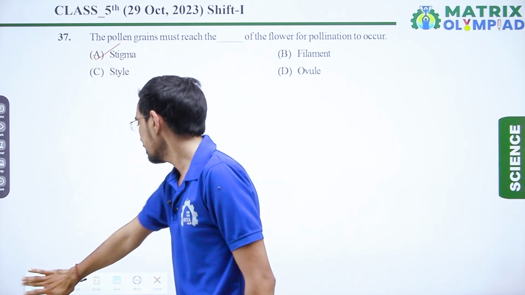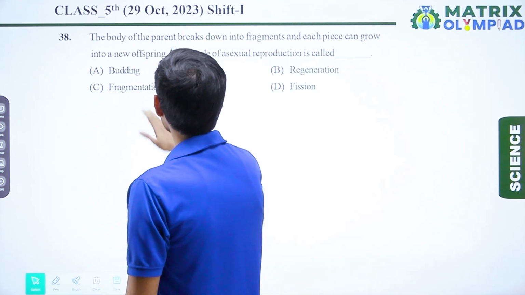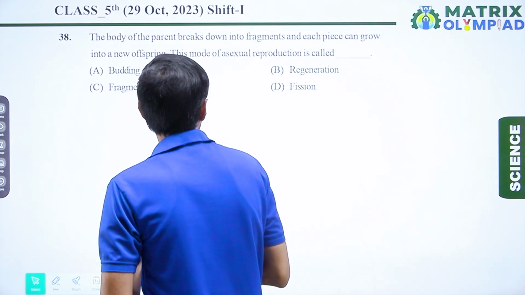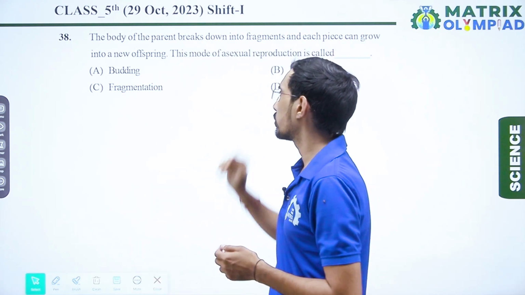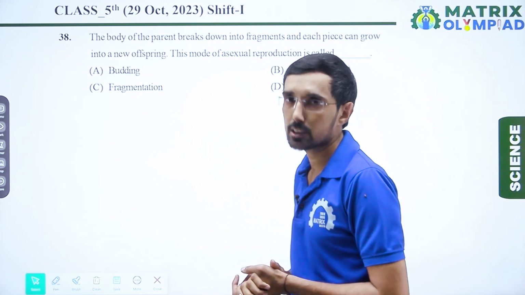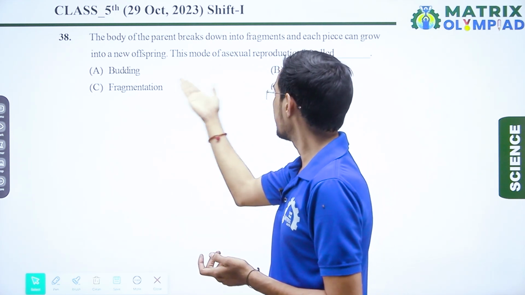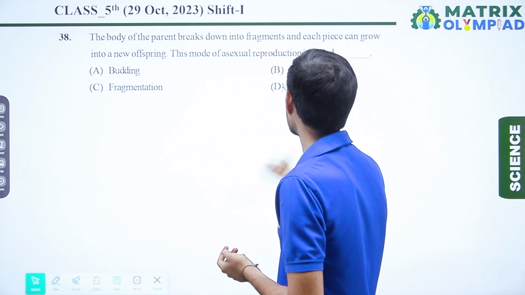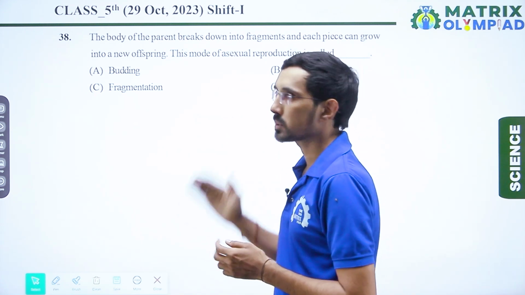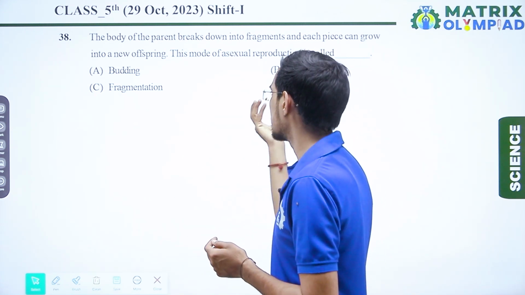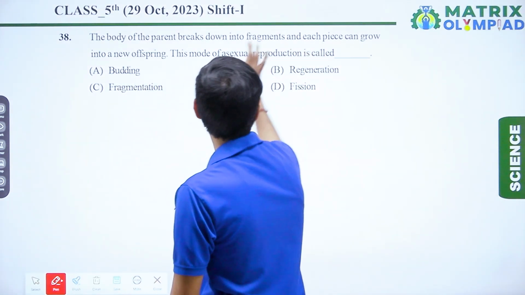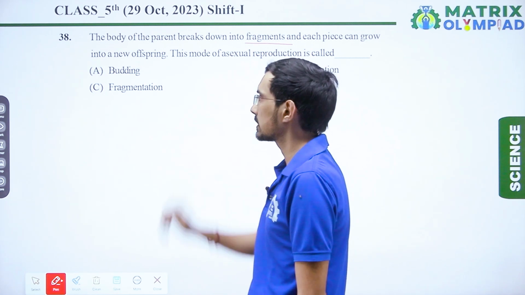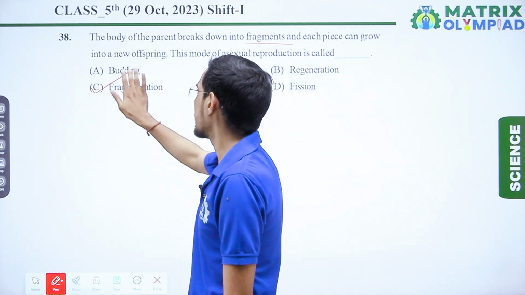Next question is, the body of the parent breaks down into fragments and each piece can grow into a new offspring. It is a kind of asexual reproduction. The mode of asexual reproduction is called. We have to find out the options from the given. Which mode is this? We are giving a hint. That hint is known as fragments. So our correct answer will be option C, fragmentation.